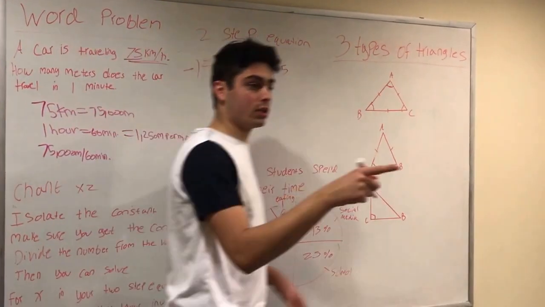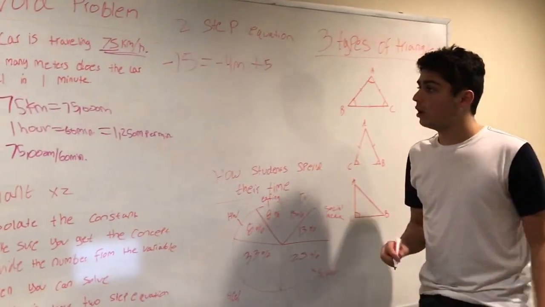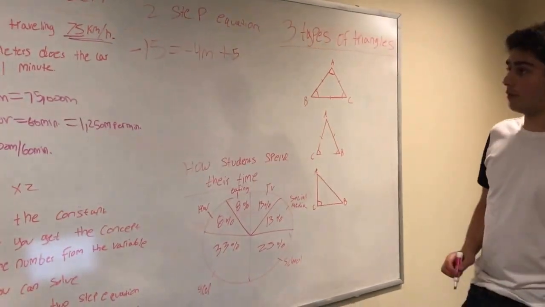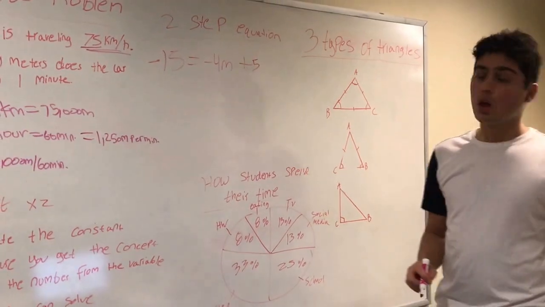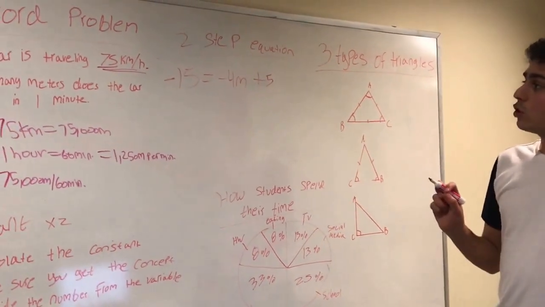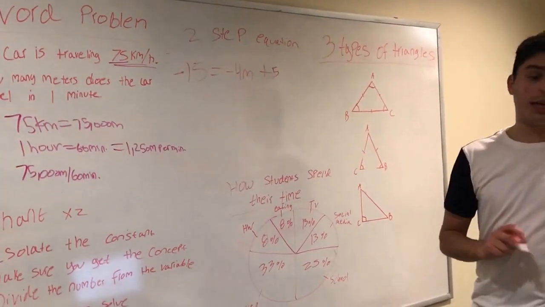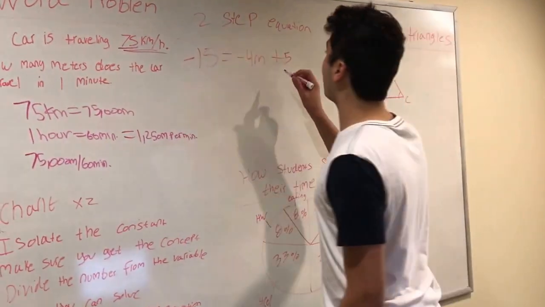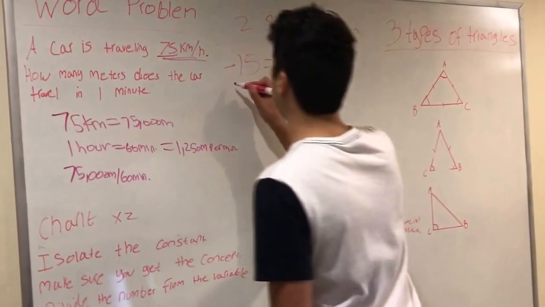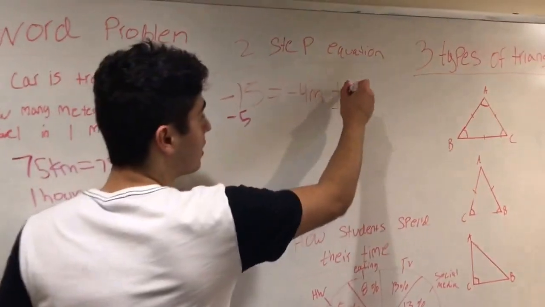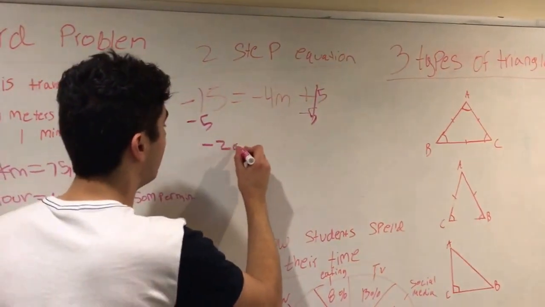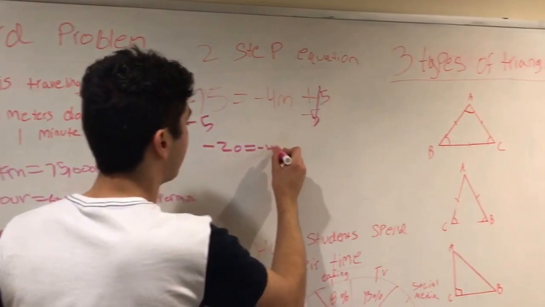Any questions, Mark and Juan? No. Mark and Chris? Okay, let's move on to the next problem we have. We have a simple two-step equation. What's necessary for a two-step equation is we must always isolate the variable from the constant, and we're going to do that right here. So we're going to do minus 5, and this is going to go away. So it's going to be negative 20 equals negative 4m.